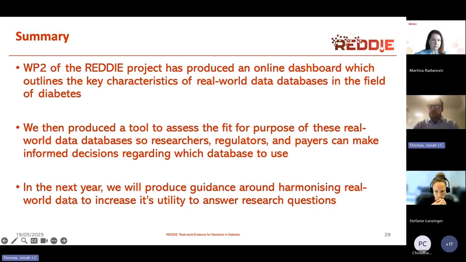So in summary, Work Package 2 already has produced an online dashboard which outlines the key characteristics of real-world databases within the field of diabetes. We've then produced a tool to assess the fit for purpose of these databases to allow regulators, researchers, and payers to make informed decisions regarding which database is best to use for their research question. And in the next year, we're looking to produce guidance around harmonizing real-world data to increase its utility to answer research questions.